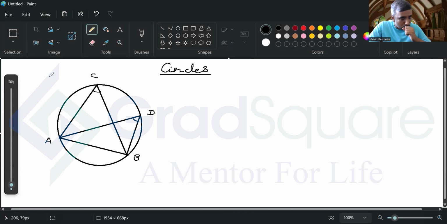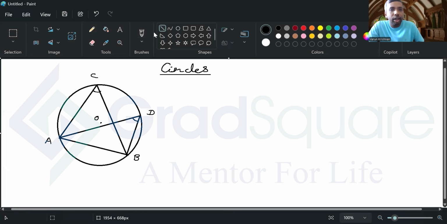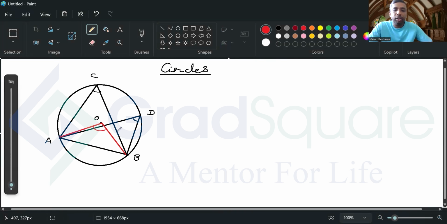And why is this true? Because if I take the center of the circle as O, and let me draw it in a different color, I join OA and OB. Then angle AOB is the angle being subtended at the center of the circle by the points A and B. And angle ACB and angle ADB are both angles subtended at the circumference by the same 2 points, A and B. So both angle ACB and angle ADB will be half of angle AOB, because the angle at the center is twice the angle at the circumference.